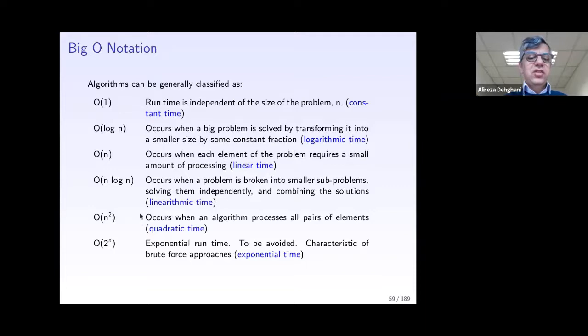And the next section, they are quadratic. They're called quadratic, like the Turing machine we discussed. Still, they are considered as a solvable problem and not complex problem to some extent. And then the craziest category of problem in terms of time complexity are O(2^n). They are exponential runtime, to be avoided, characteristic of brute force approach, exponential time. One of the examples of these cases is breaking a cryptography, a crypto actually.